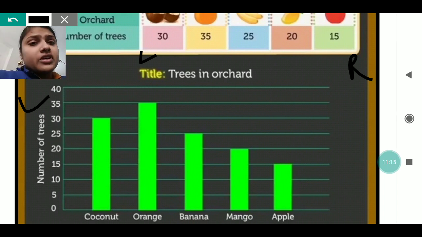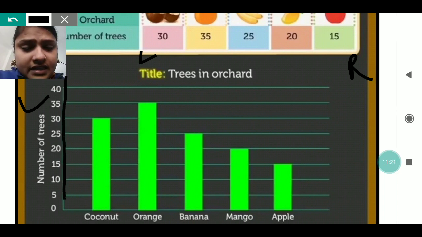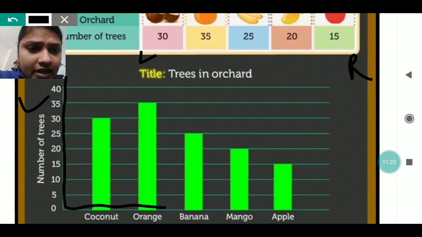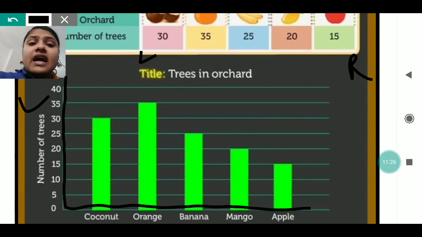We start from 0. When we are drawing the bar graph, we start from 0. Like this we draw one line, and another line in this way. After that we will write the numbers with the help of marking. First you will write 0 at the corner. After that 5, 10, 15, 20, 25, 30, 35, 40. Not more than 40 you have to write, because in 30 only you have to represent.